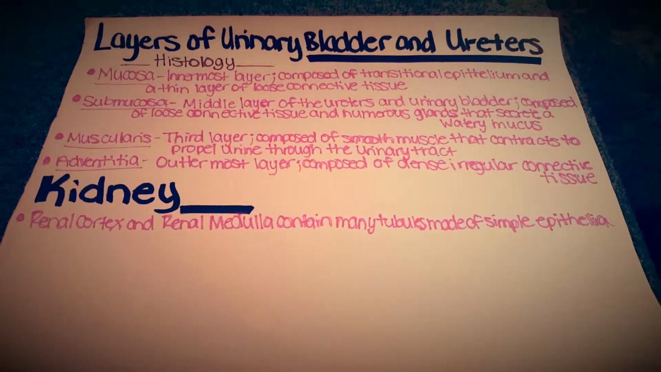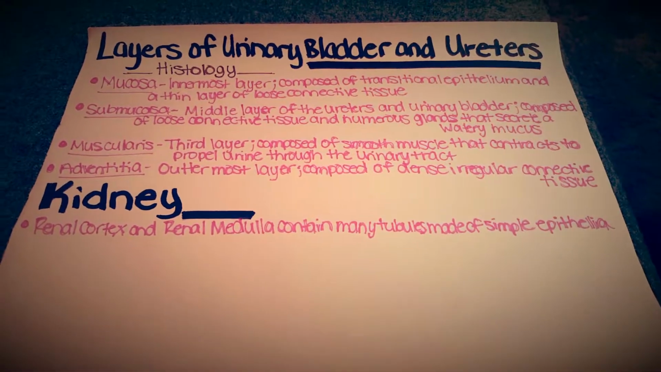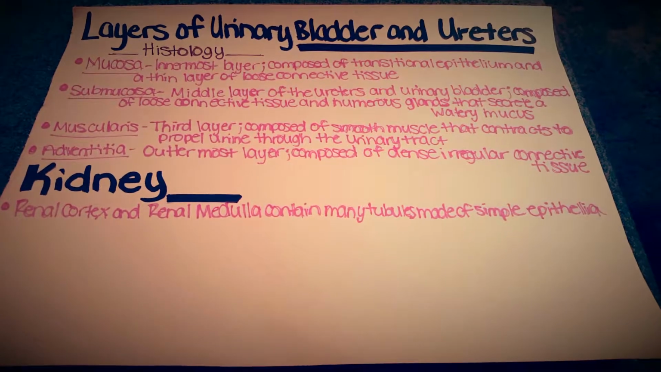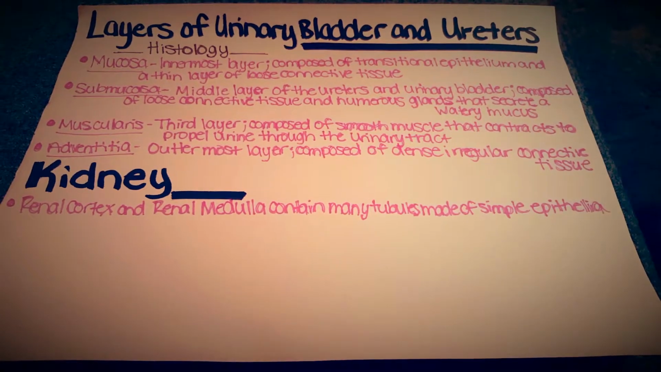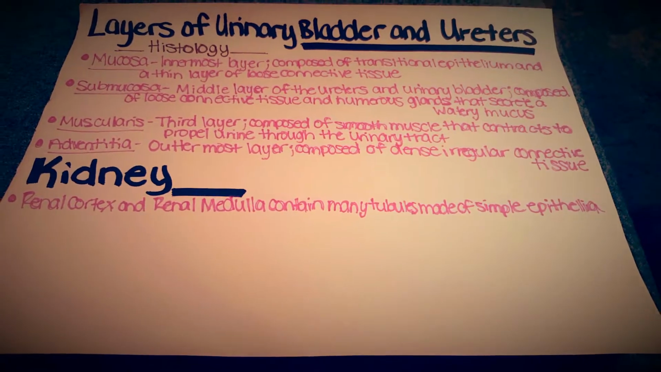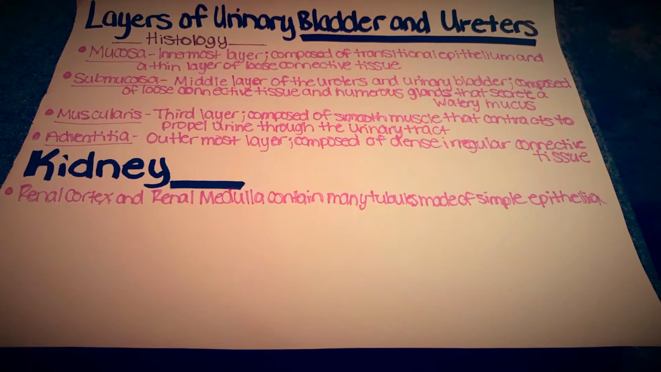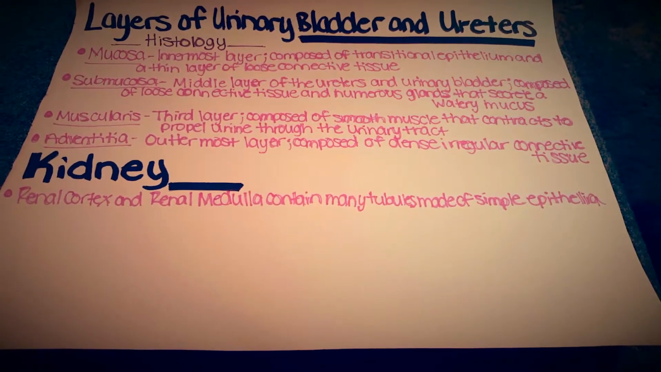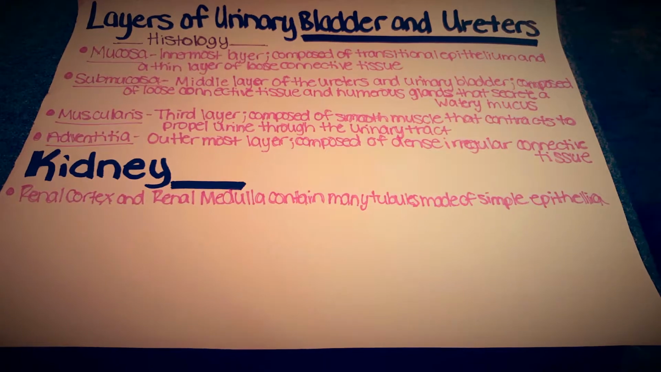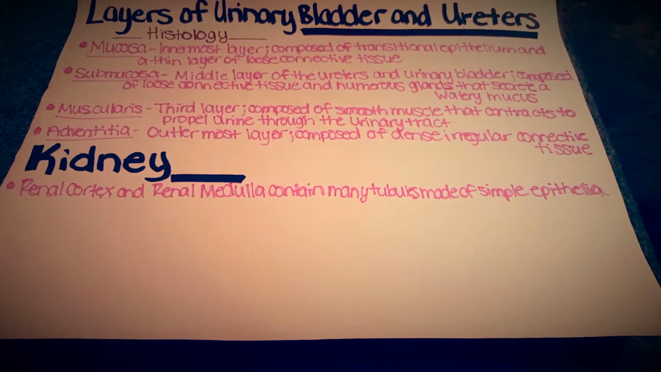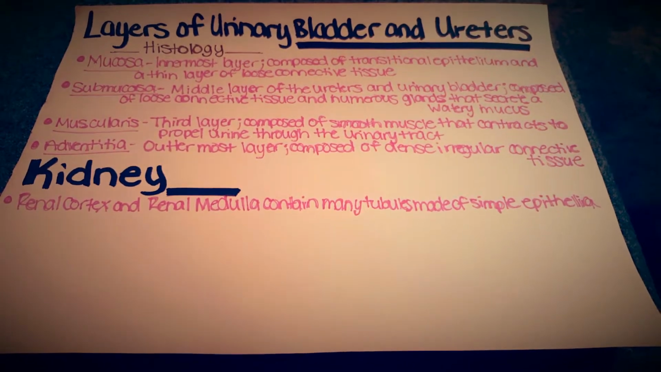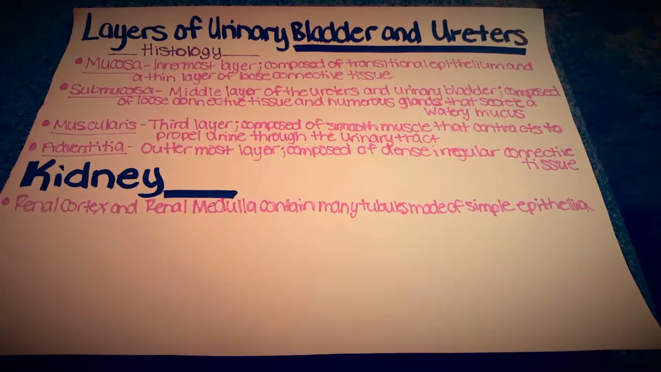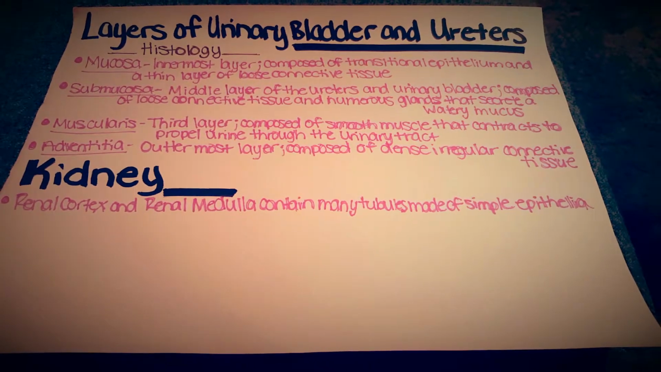And then these are just a few layers of the urinary bladder and ureters. The innermost layer is the mucosa, which is composed of transitional epithelium and a thin layer of loose connective tissue. Transitional epithelium is stratified epithelium with cells that differ in appearance from the basal side. The cells are sometimes also called cuboidal.